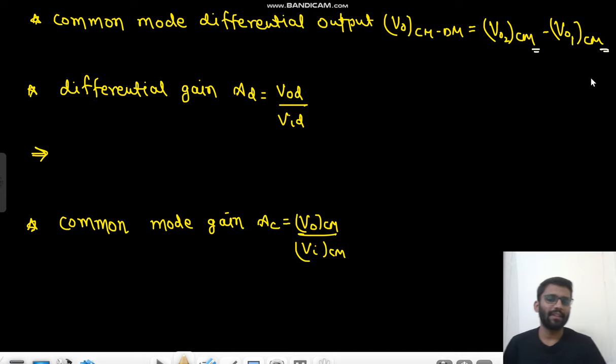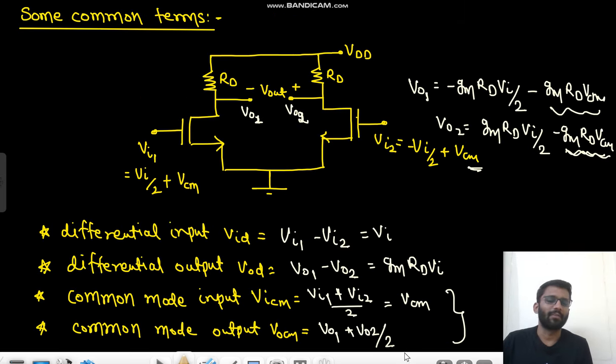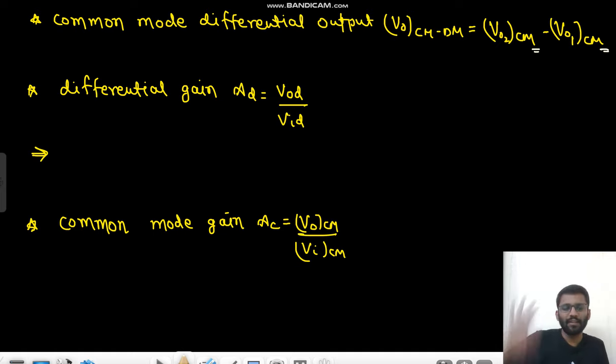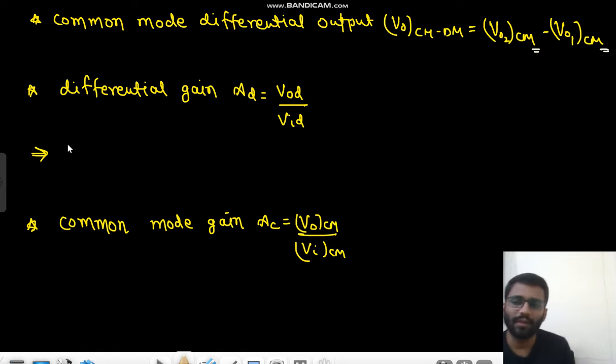Now what is differential gain? Differential gain is differential output upon differential input. So here your differential gain is GMRD. If in the problem they ask you to calculate differential gain, if they have made a differential amplifier and they have written just write the gain of the circuit, that means they are asking you differential gain.